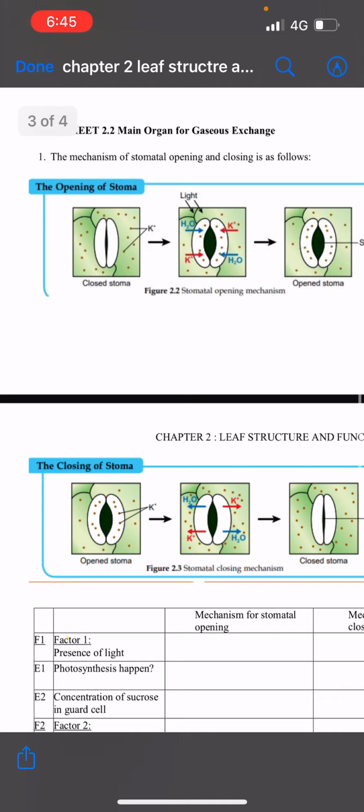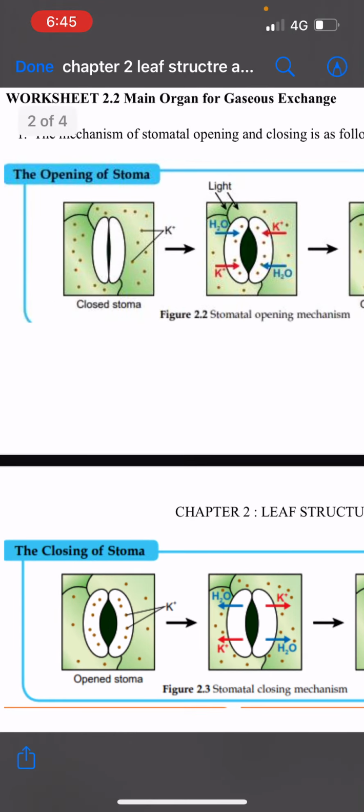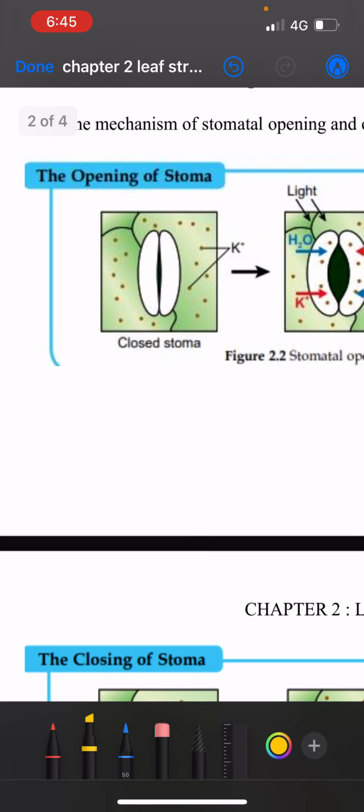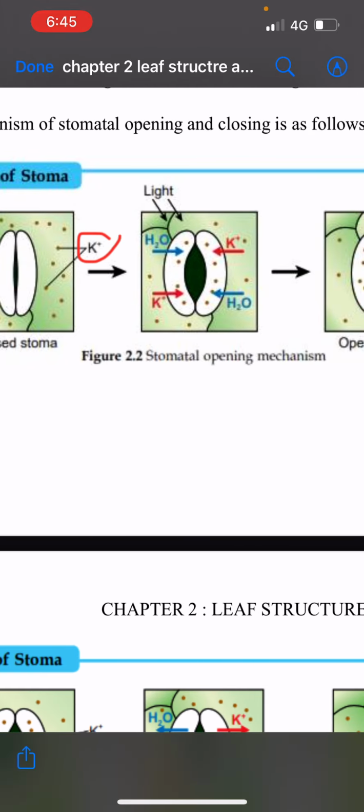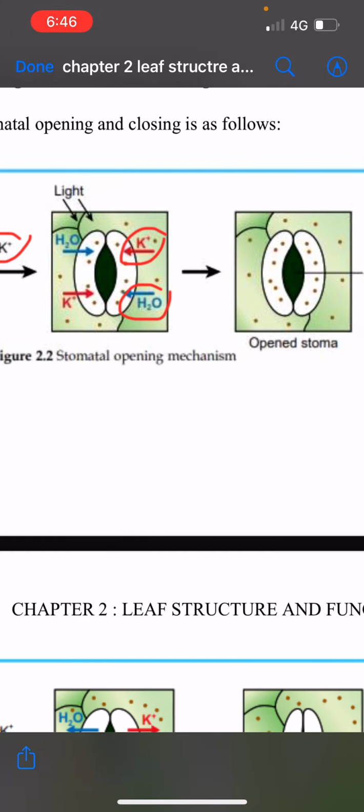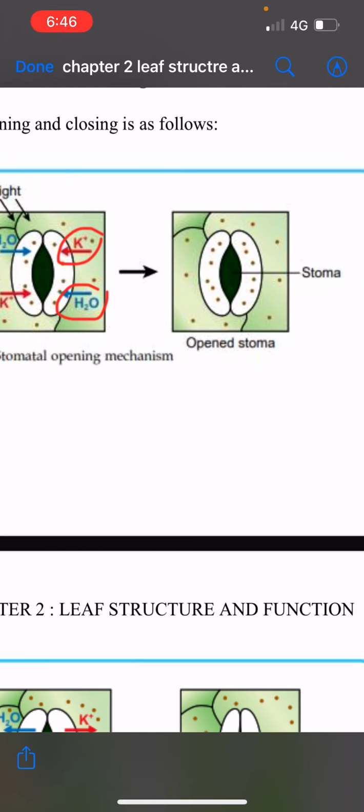This is the module actually, okay? And this diagram is coming from the digital textbook KPM. Alright, so first you might want to study the diagram. You can see here ada gambar K+, you can see right here, K+, dia tunjuk. And then K+ enters. Nampak tak? K+ enters. Dan selain K+, you juga nampak water move. And then bila K+ masuk, water pun masuk juga dalam guard cell.